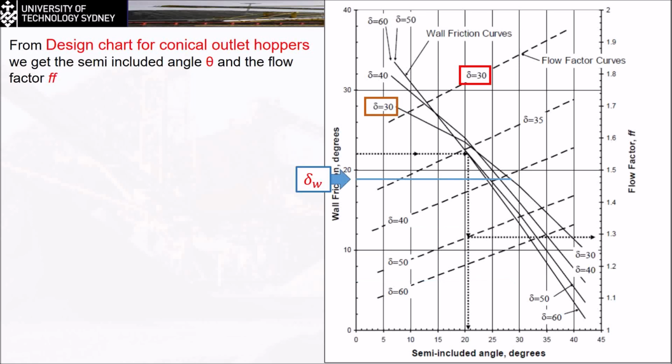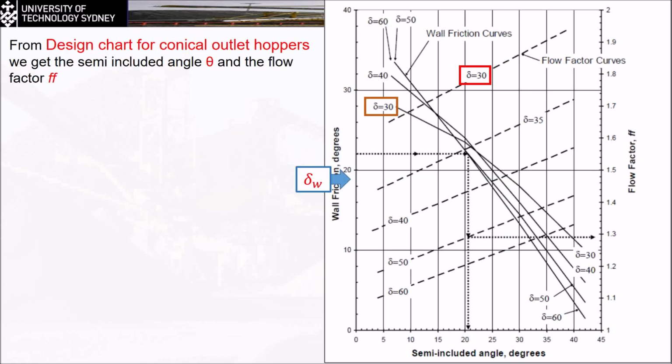Then I will go below. I found the theta. Then I will go up, then go to the right. I got the FF. Okay? So just remember the sequence once again.